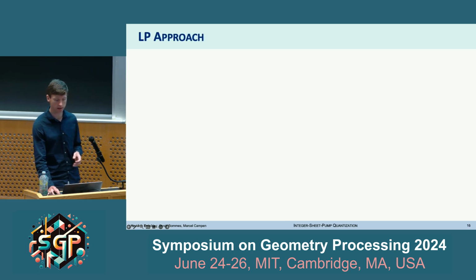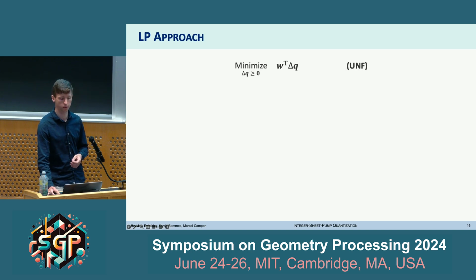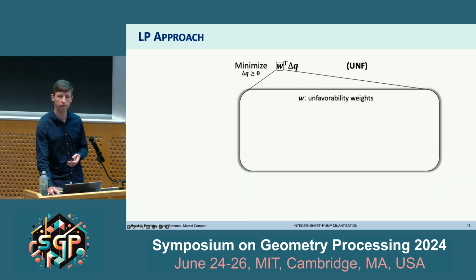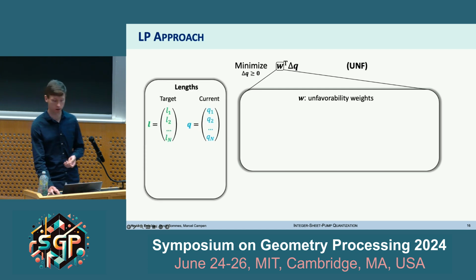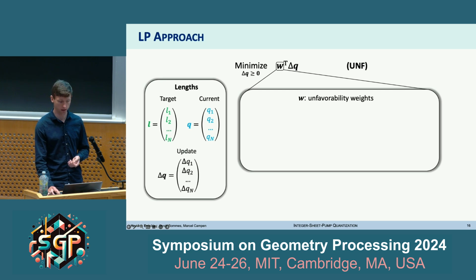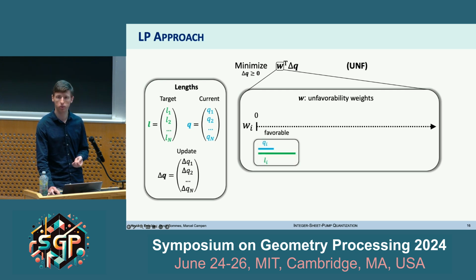So the linear program to find us such quantization updates we formulate as follows. The objective function is the total unfavorability of an update, which of course is to be minimized. The solution is then the least unfavorable update or the most favorable update. For this, we assign arc weights that represent how unfavorable updating that specific arc is. And recall that arcs have both a target and a current length, and the update will be applied to the current lengths. So this defines 3 tiers of arcs. The lowest weights are assigned to favorable arcs. The update will bring those closer to their target.